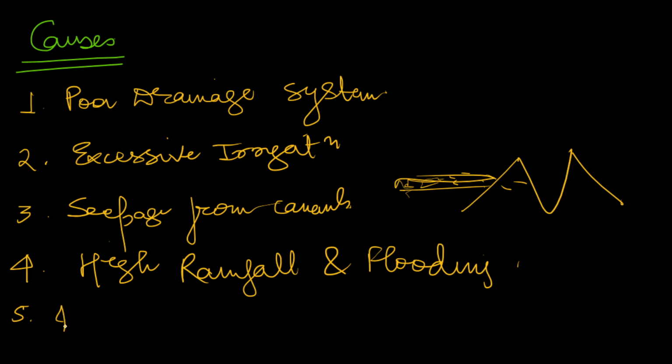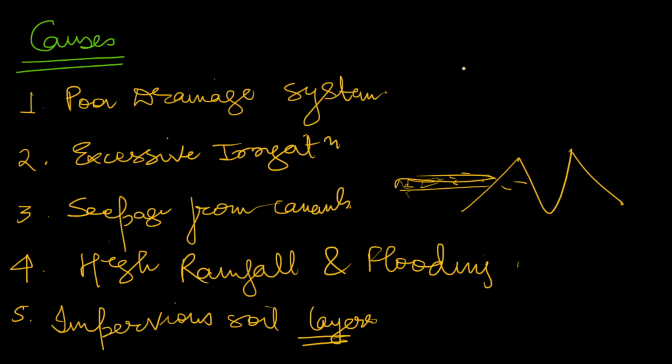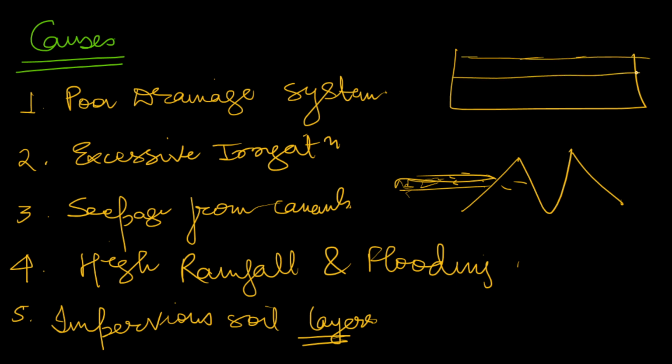Impervious soil layers. What happens, suppose this is our soil's layer, this is the topsoil, this is the subsoil. Between them a hard pan sometimes tends to form. So when water is added to the soil, due to this impervious soil layer, the water is not able to infiltrate into the deeper layers. That is why all the water accumulates in the upper layers only. So this is another problem.